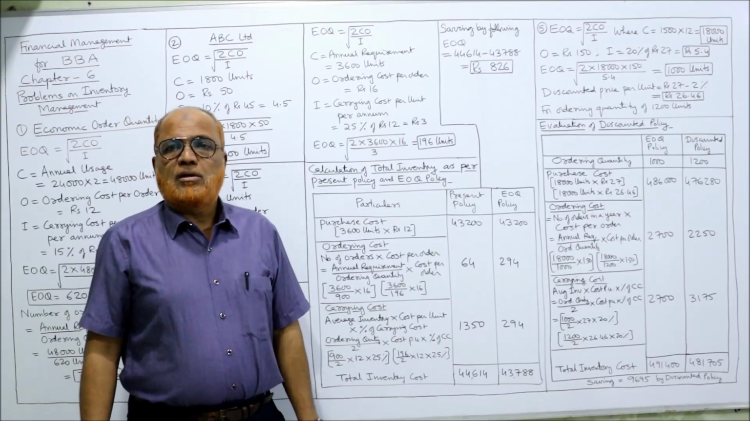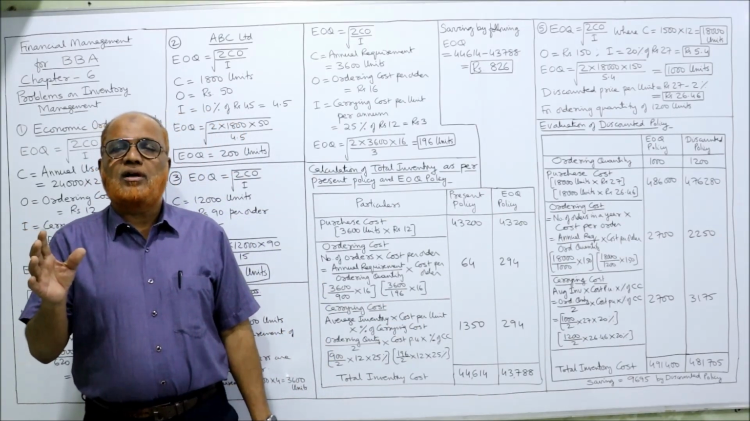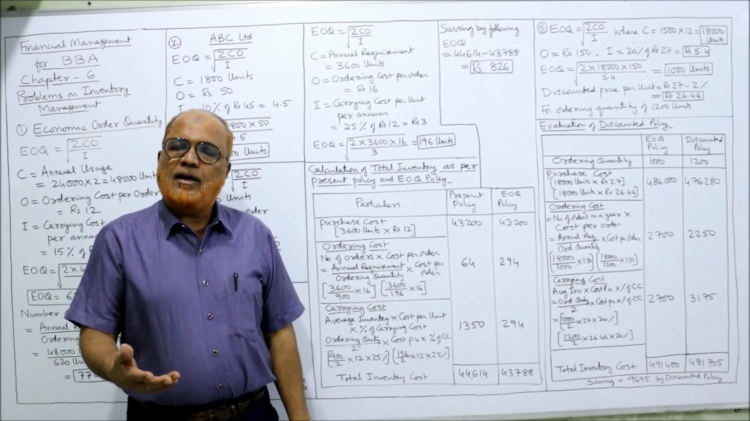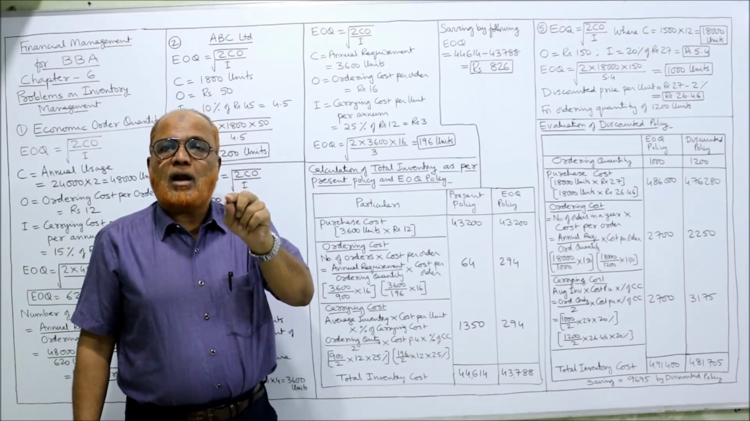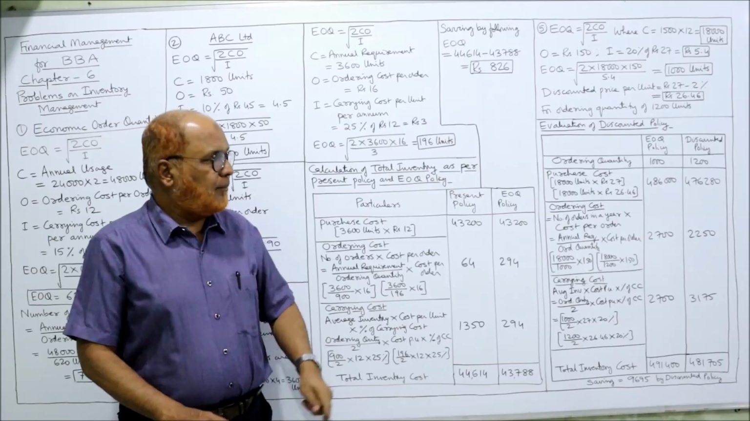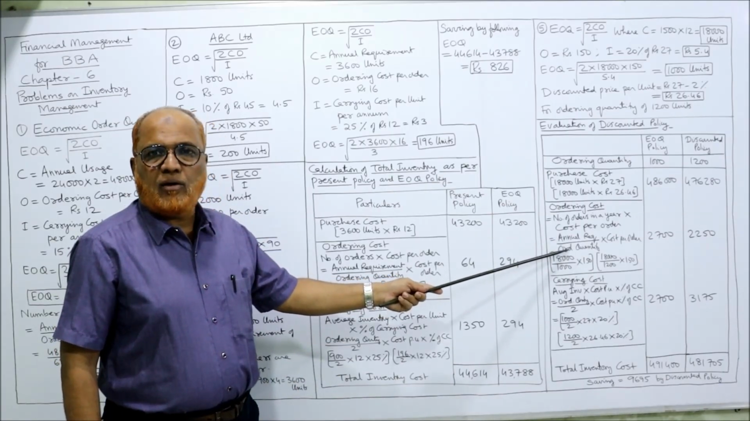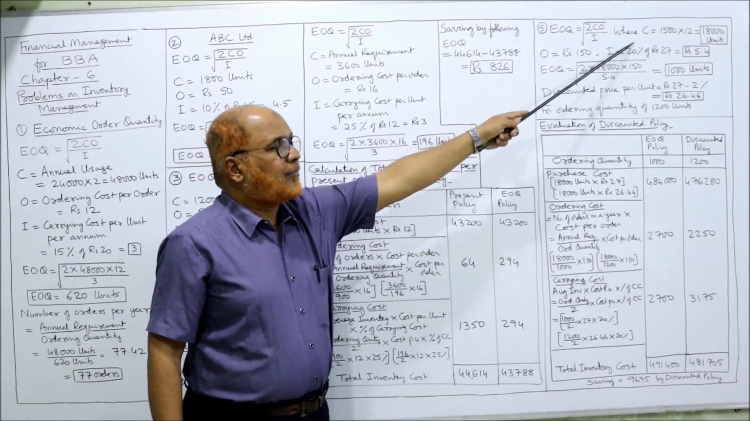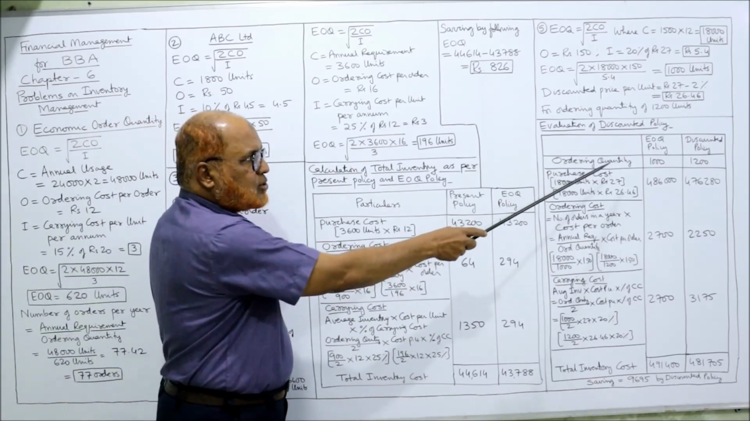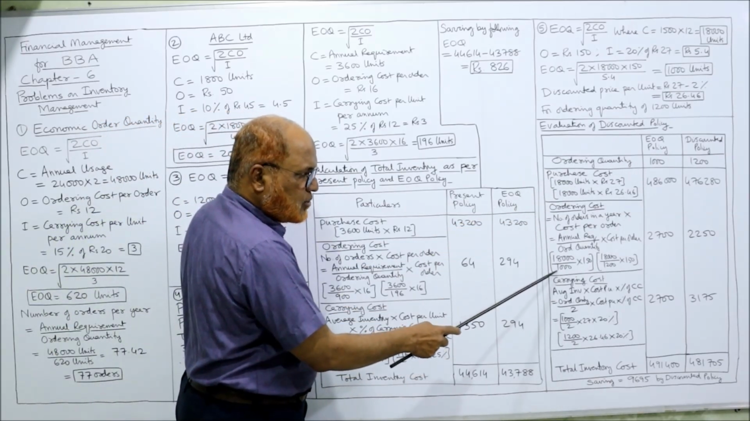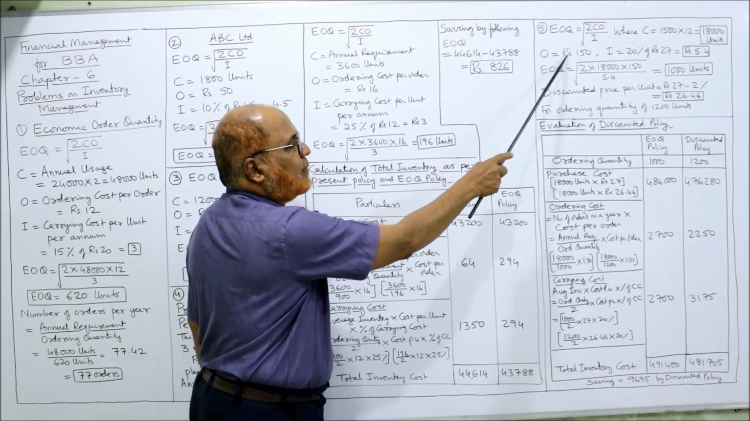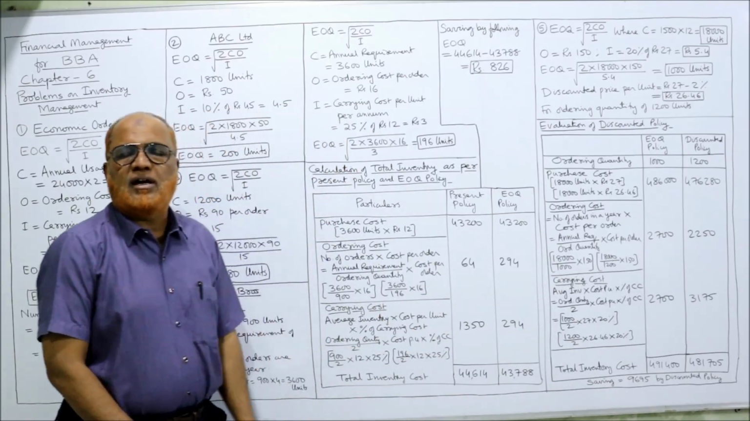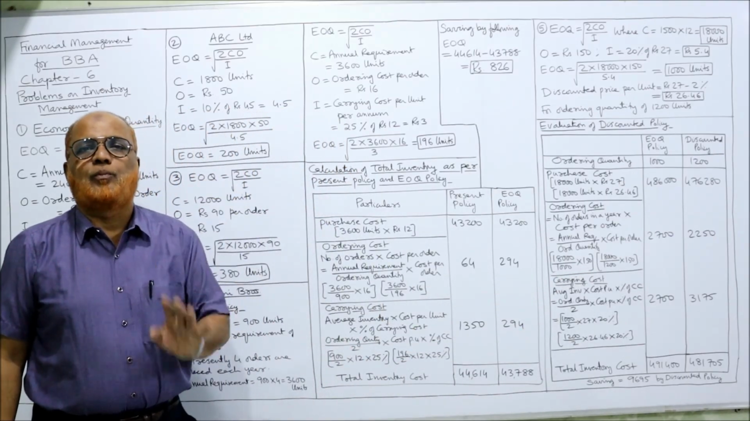Now ordering cost. The formula for ordering cost is number of orders into cost per order. Number of orders is annual requirement divided by ordering quantity. The annual requirement is 18,000 units, whereas ordering quantity is 1000. So 18,000 by 1000 into 150, the cost per order, you will get 2,700 as the ordering cost in the EOQ policy.